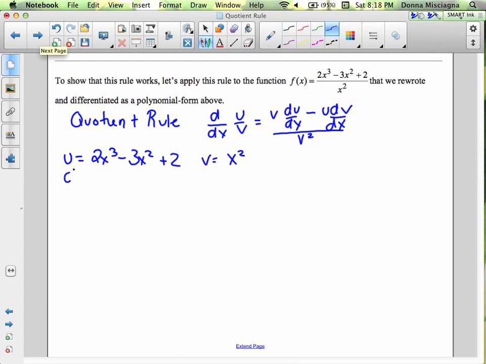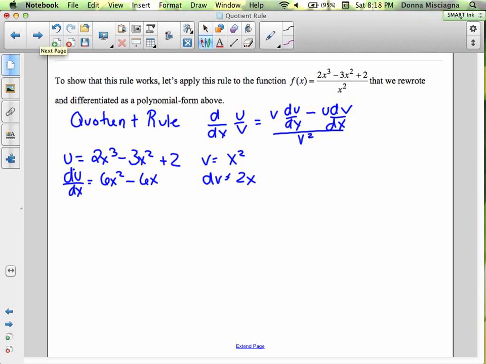So du dx: the derivative of 2x cubed is going to be 6x squared. The derivative of negative 3x squared is going to be negative 6x. And the derivative of 2 is 0. The derivative of x squared is going to be 2x. All right, so now let's use our quotient rule.